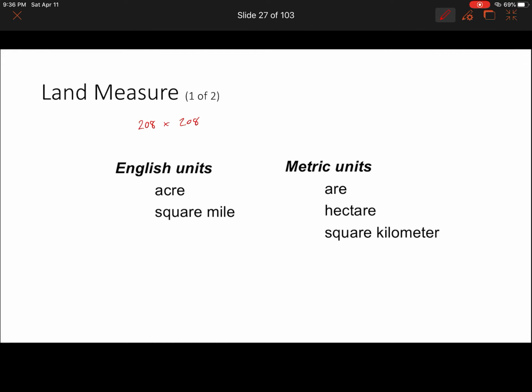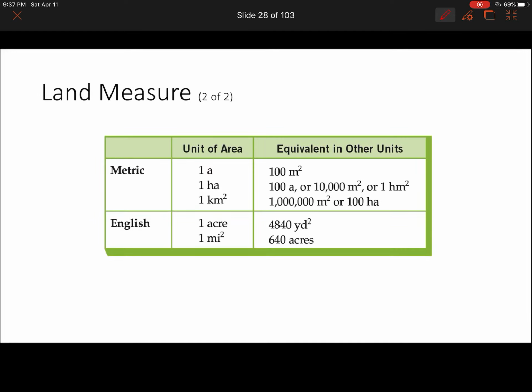From the metric side, we don't use these very often. I don't know that I've ever heard these actually used, but you have some similar measurements. The first one is an R, A-R-E. It is sort of like the acre. And then you have a hectare, which is obviously going to be a little bit bigger than that. And then you have a square kilometer. So that's going to be pretty close to our square mileage in the English unit system. But we can talk about square kilometers as well.